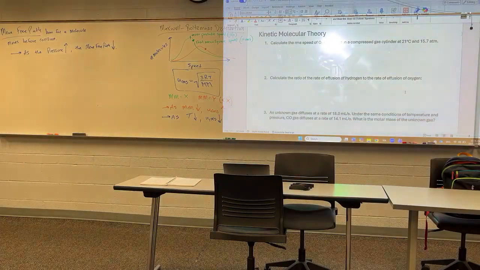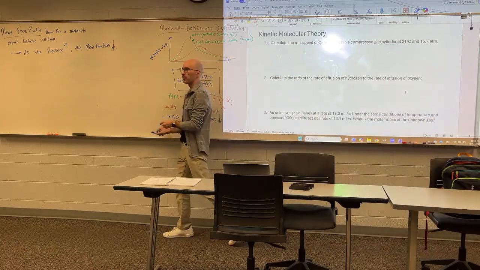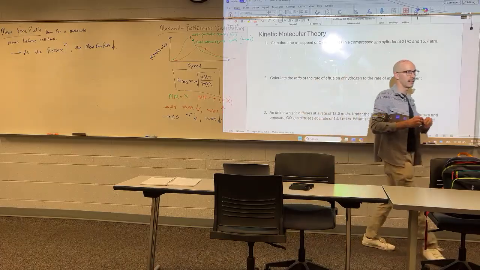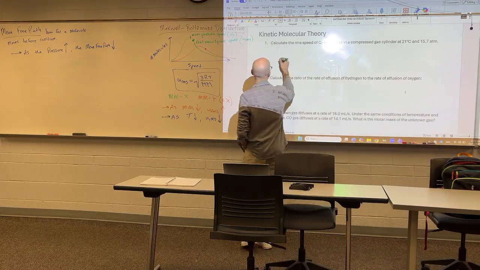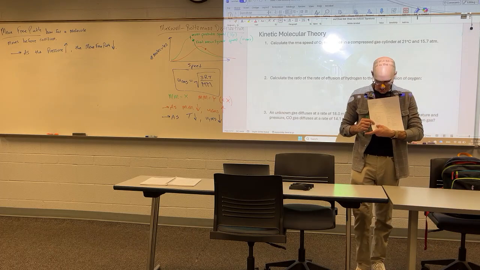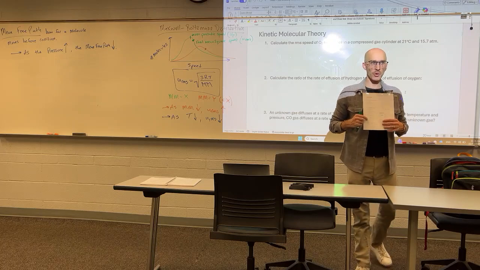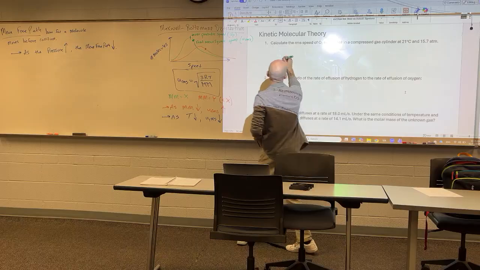All right, I actually wanted to take us back so we can calculate number one. We're going to do this one together. Calculate the root mean square speed of oxygen molecules compressed in a gas cylinder at 21 degrees C, 15.7 atmospheres. This equation, by the way, is given to you on your equations sheet. It's written down here on the bottom left. It says u_rms is the square root of 3RT over the molar mass.